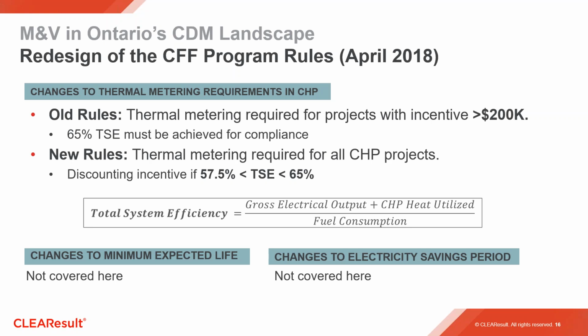Failure to meet 65% meant non-compliance. However, under the new rules, if TSE was between 57% to 65%, the incentive would be discounted. There were other changes as part of the redesign of the program, which I'm not going to cover here, as they're not directly related to measurement and verification of the system.